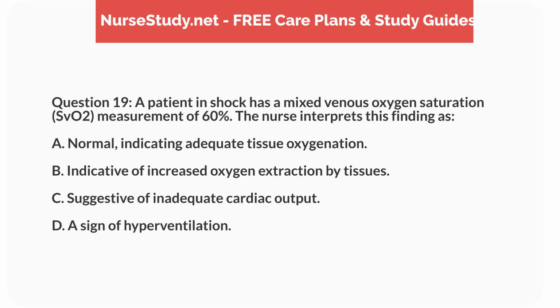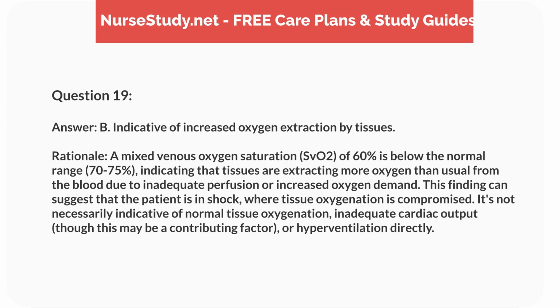Question 19. A patient in shock has a mixed venous oxygen saturation, SvO2, measurement of 60%. The nurse interprets this finding as A. Normal, indicating adequate tissue oxygenation. B. Indicative of increased oxygen extraction by tissues. C. Suggestive of inadequate cardiac output. D. A sign of hyperventilation. Answer, B. Indicative of increased oxygen extraction by tissues.